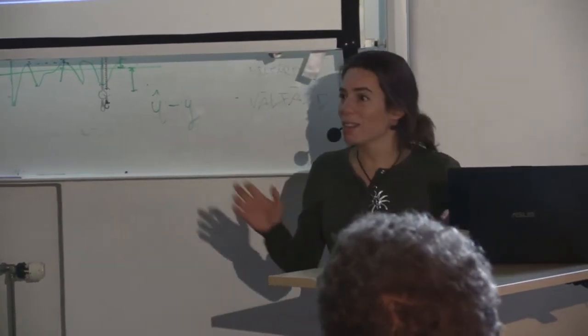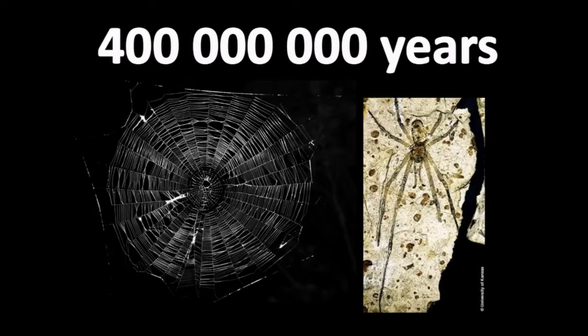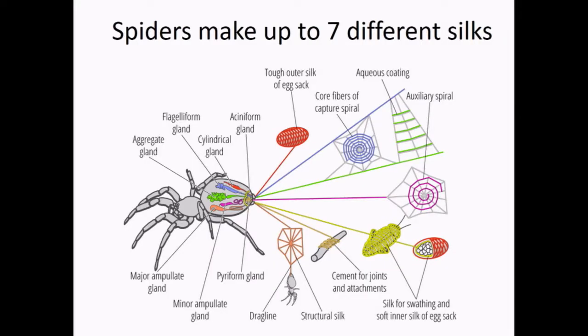So I will start by telling you a bit about spiders and silk. I will not show any real spiders for those who are afraid of it, because I focus on the silk. But spiders are one of the oldest still living organisms in the world. They have been around for 400 million years. Maybe because they have this ability to make silk, I don't know, but they have been around for a long time. And some spiders can actually make 7 different types of silk with slightly different properties.